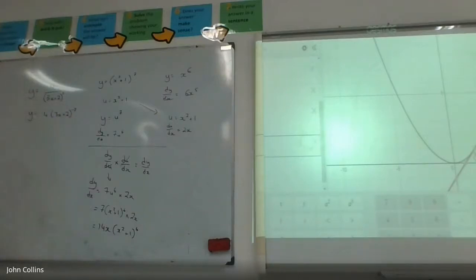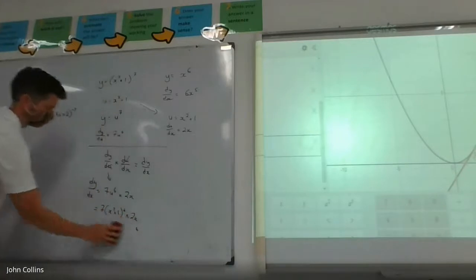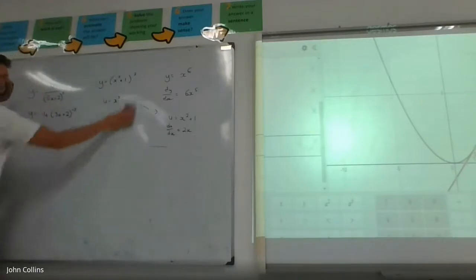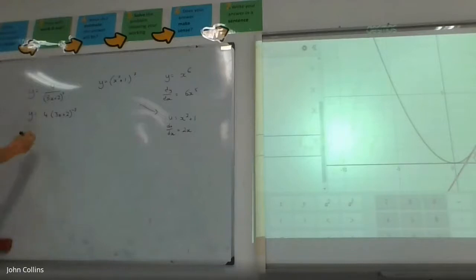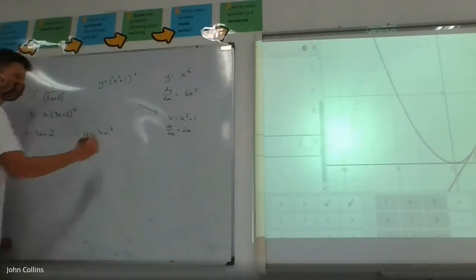So that's the first step. I want to make it look like the other one. So the power of -3. Now follow the steps I did. You do the same thing. I would use u as 3x plus 2, yeah. Which means y is 4u to the -3.